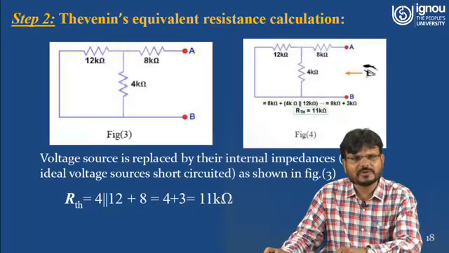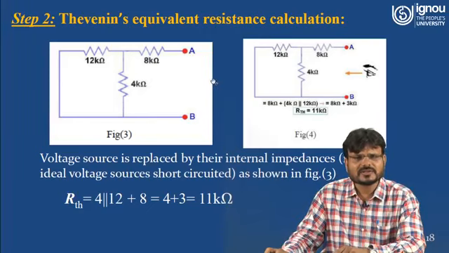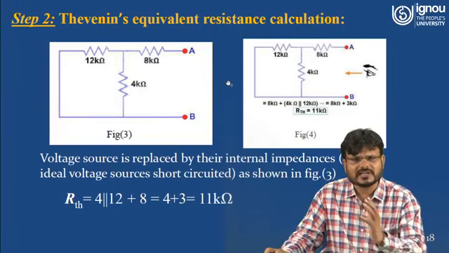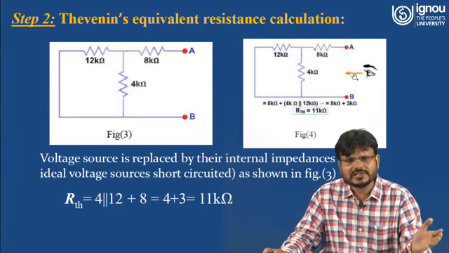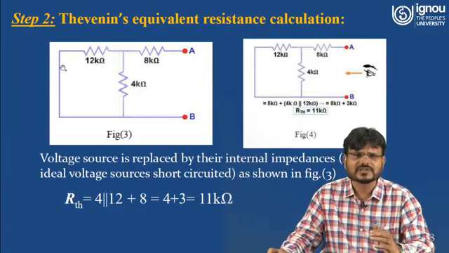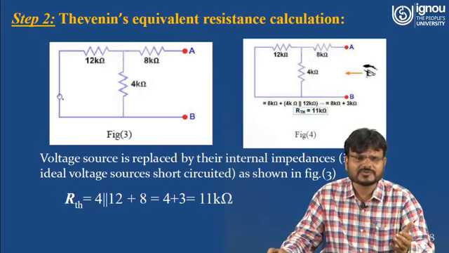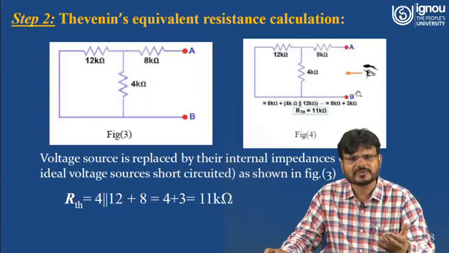The second step is to find the Thevenin equivalent resistance. The Thevenin equivalent resistance is the equivalent resistance looking from two terminals into a network, while all independent energy sources are replaced by their internal resistance. So there was one ideal voltage source, so it is replaced by a short circuit. Now you have to find the equivalent resistance, because you are looking from terminals A and B.